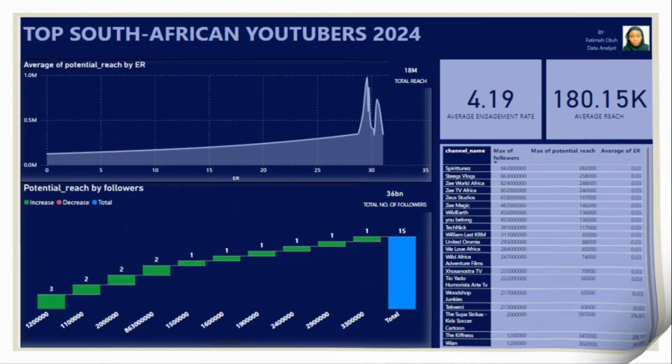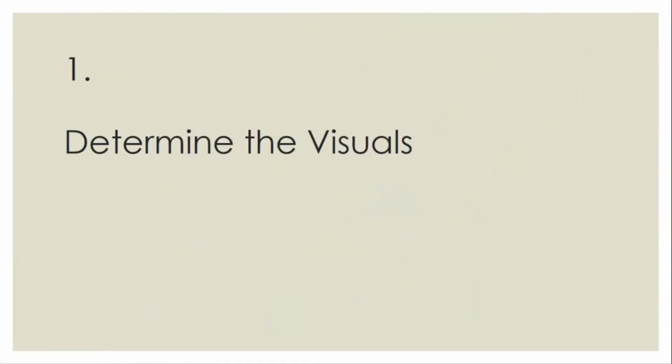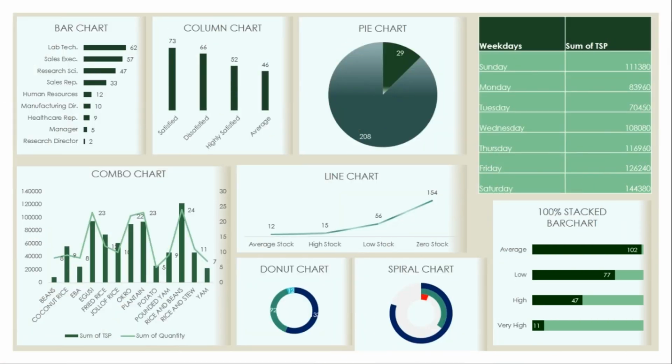The first step is to determine the visuals. It's important to determine the visuals you would like to use for your dashboard. These visuals can be charts, graphs, or tables. It's important to choose the visuals, or at least have in mind what type of visuals you would want to use for your dashboard. There are different types of visuals: bar charts, column charts, pie charts, tables, line graph. That's a topic for another day that I'm going to discuss.